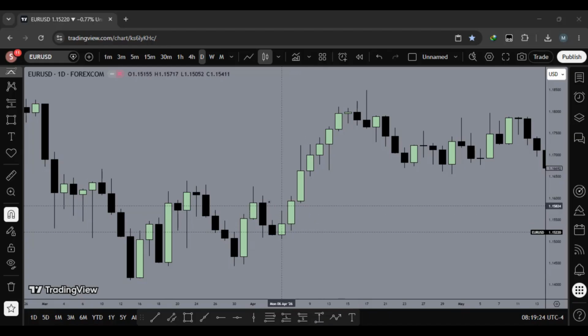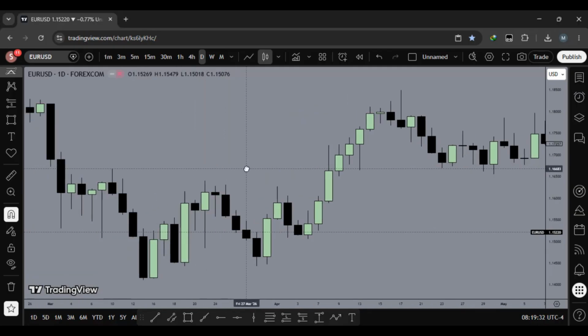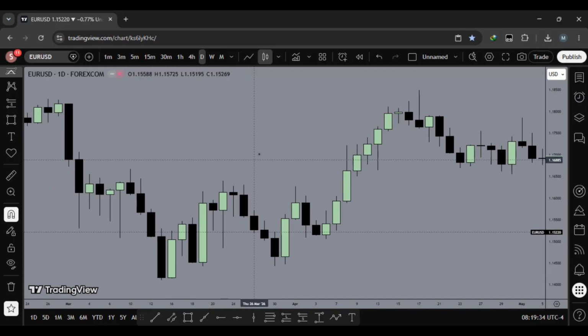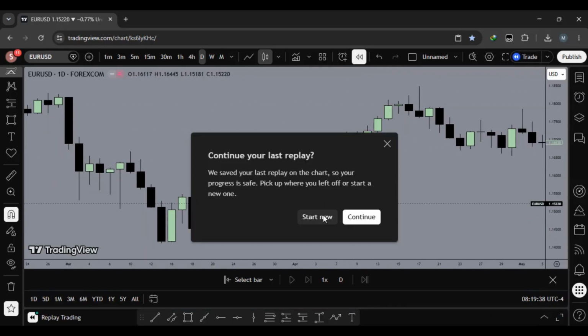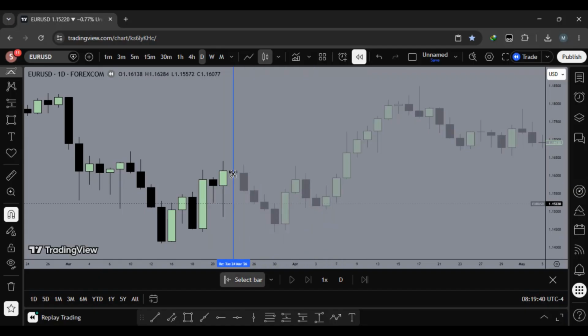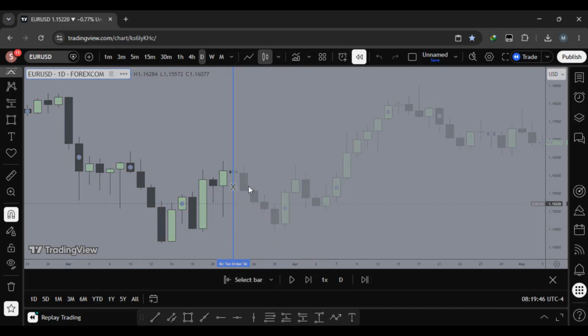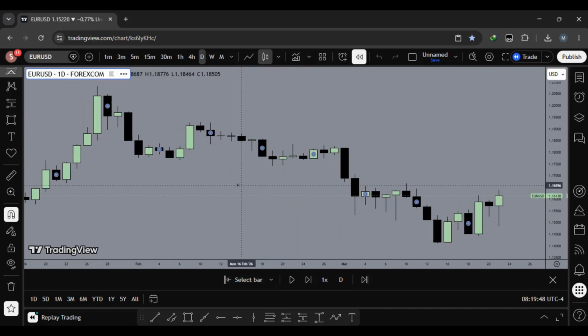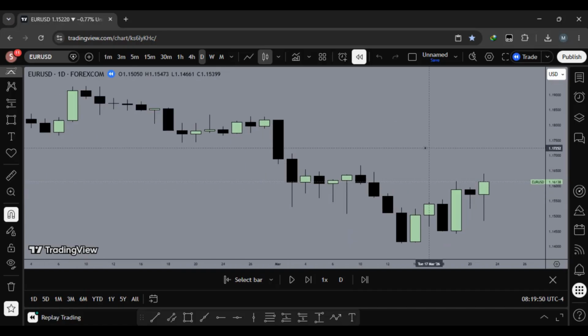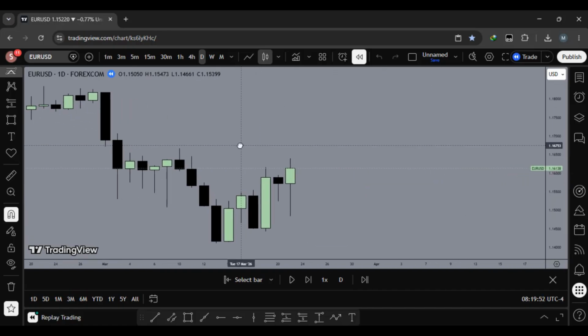Now let's look at a typical example, the EURUSD daily chart. Let's use it to do our backtesting to know our daily bias. So we'll use a bar replay. We can start from anywhere. Let's just start anywhere. Okay. Now pay close attention.